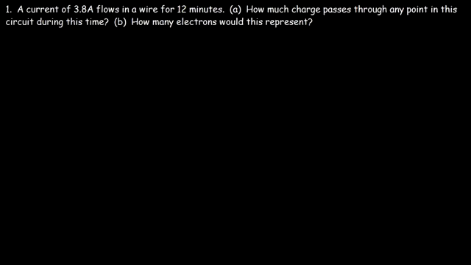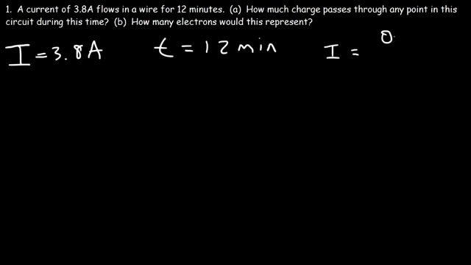A current of 3.8 amps flows in a wire for 12 minutes. How much charge passes through any point in the circuit during this time? So we have the current, which is 3.8 amps, and we have the time, which is 12 minutes. How can we calculate the electric charge? Well, we know that I is Q divided by T. So to solve for the electric charge Q, it's I times T.